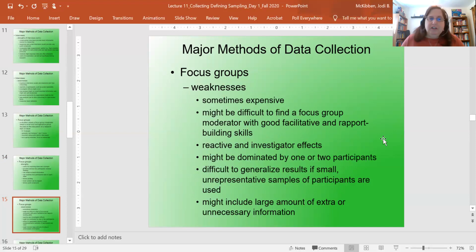Okay. One of the biggest challenges is that it's really difficult to generalize results. If you just chose a small unrepresentative sample, you're not going to be able to really talk about how this generalizes to the population. Okay, and you might get a whole bunch of extra information, and it's going to be really difficult to analyze the data as well.